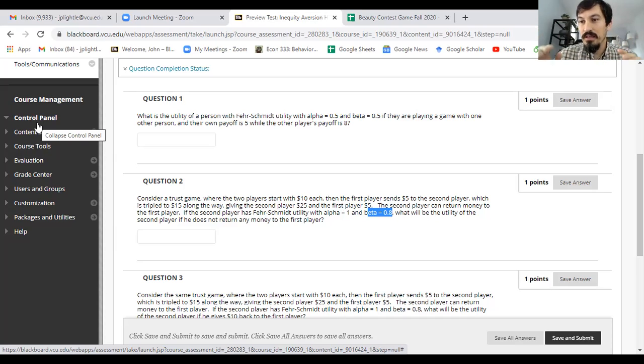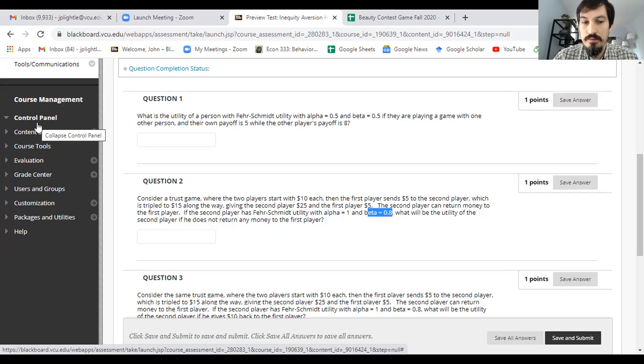All of these formulas and variables have a meaning that is actually not too hard to understand. UI is player I's utility. XI is player I's payoff. XJ is the other guy's payoff. Whether I equals the first player or the second player just depends on the question that's being asked. If I ask you about player 2's utility, then XI refers to player 2.